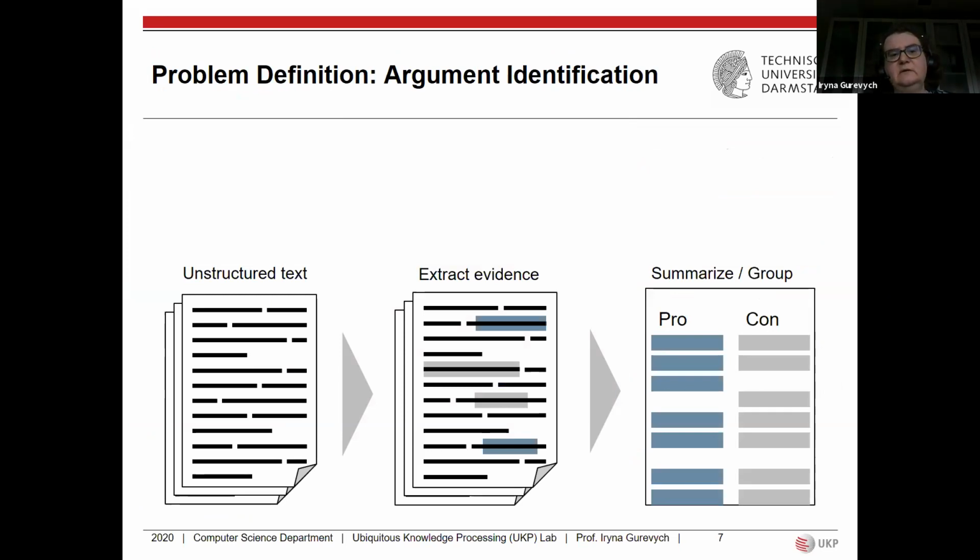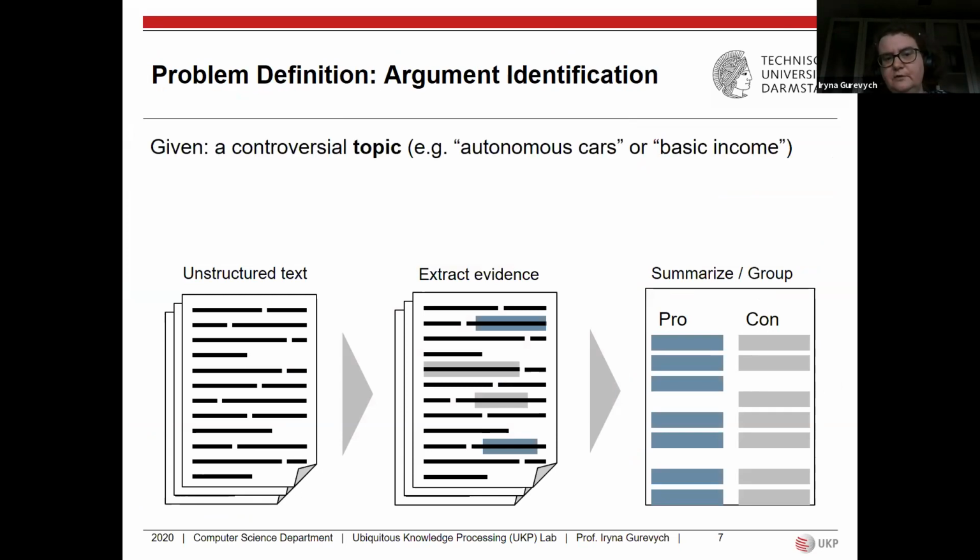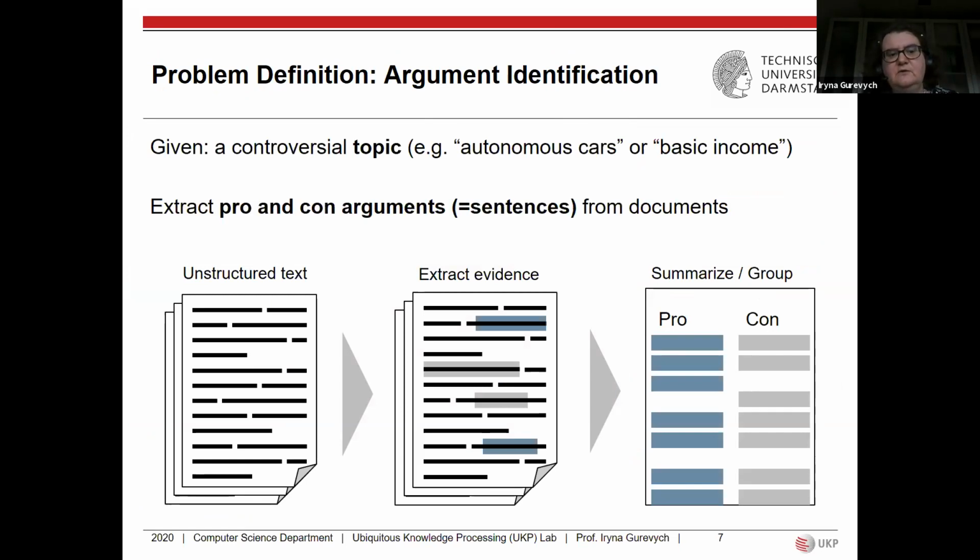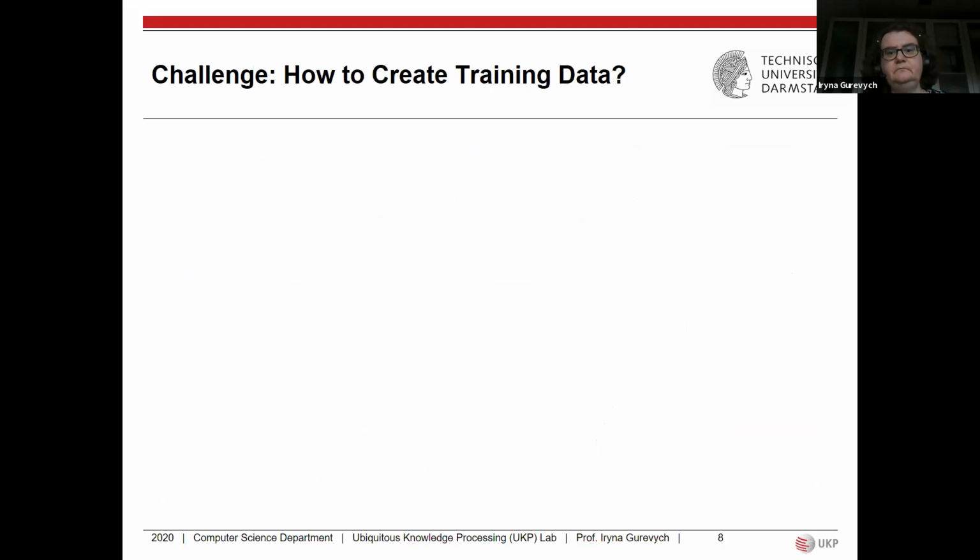Let me start with the problem definition of argument identification. We are given a controversial topic, like, for example, autonomous cars. And the task of the system is to extract pro or con arguments. And in our work, we work at the level of sentences. So basically, we define this as a sentence level classification task, and extract those arguments from the relevant documents for the given topic, resulting in a list of pro and con arguments for the search topic.